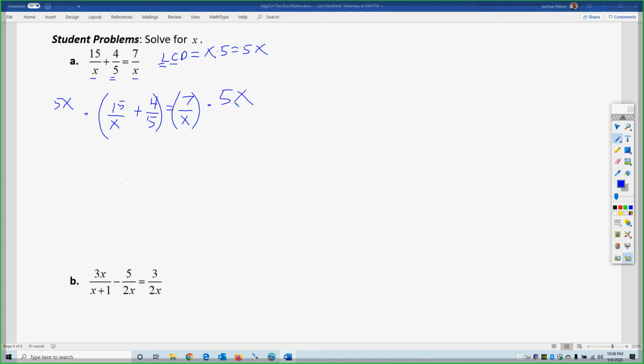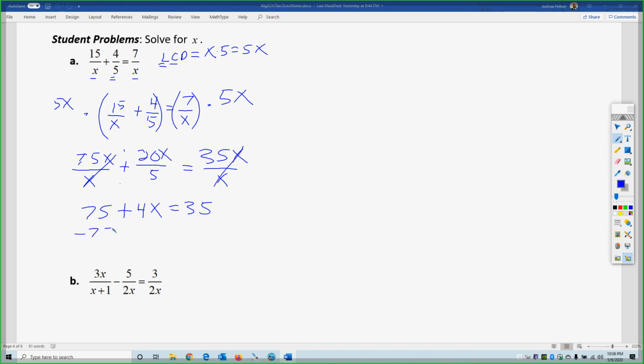times the LCD. So on the top, that's going to give me, let's see, 5 times 15 is 75x. 5 times 4 is going to be 20x. Equals, let's see, 7 times 5 is 35x. Okay, so if I simplify, that's going to give me 75. That's going to give me 4x. And that's going to give me 35. So I think I'm good there so far.